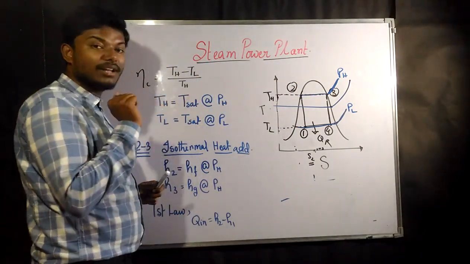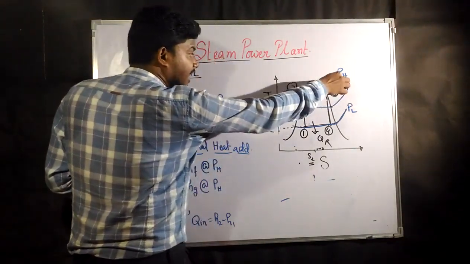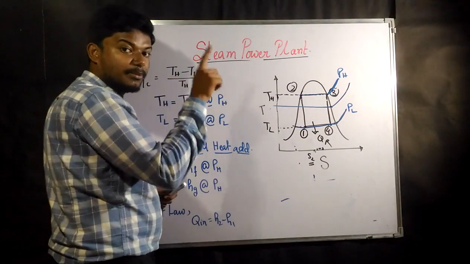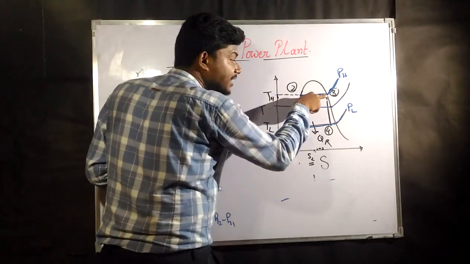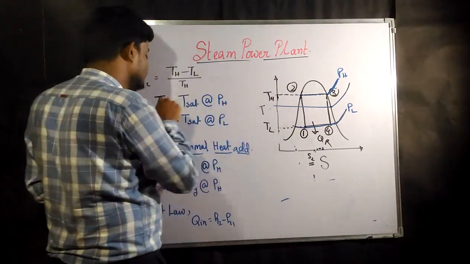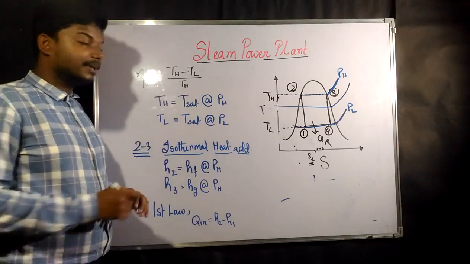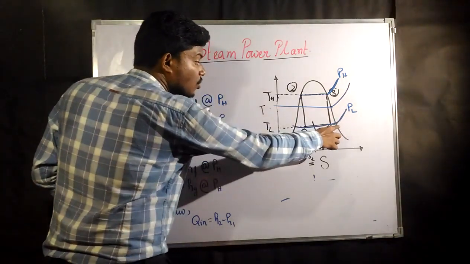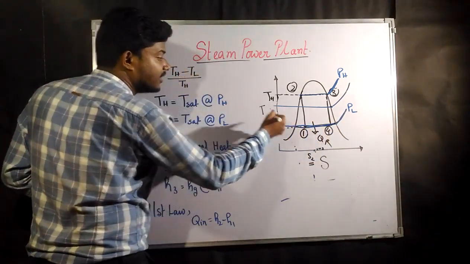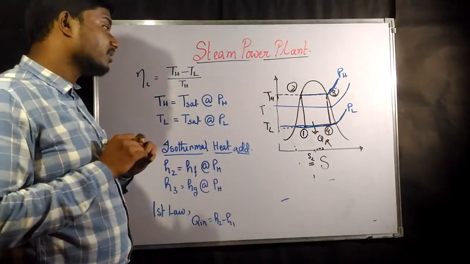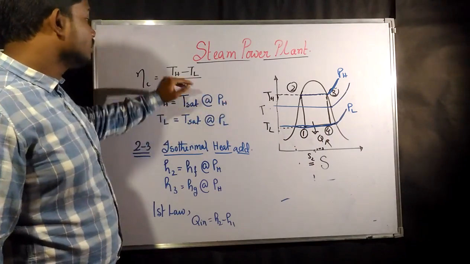Now how can we find this out? At pressure pH, we find the saturated temperature, and that is nothing but TH. And TL is the saturated temperature at PL. That means at the lower pressure, the saturated temperature is going to be our TL. Now we can find this out.